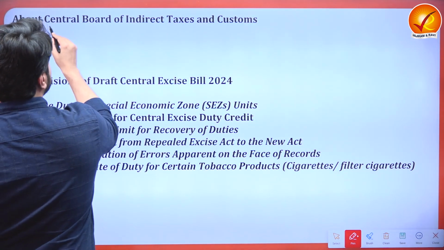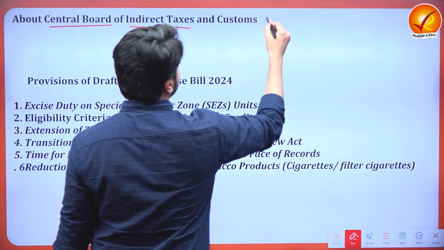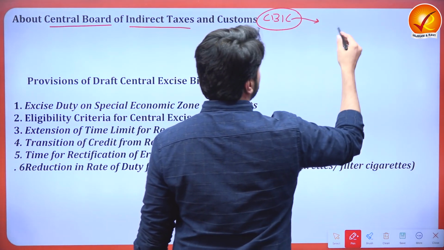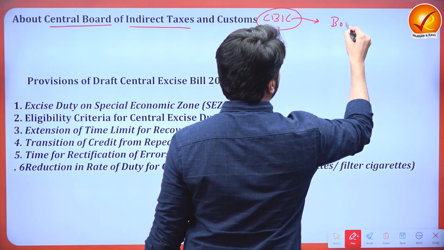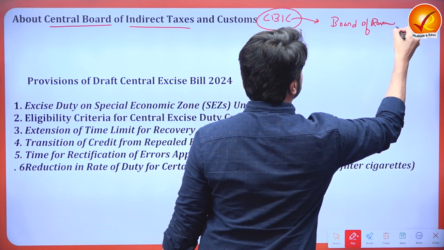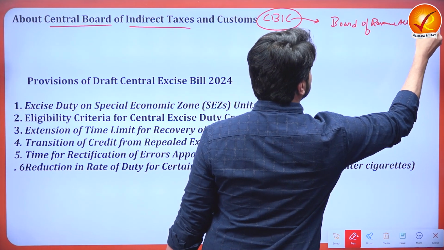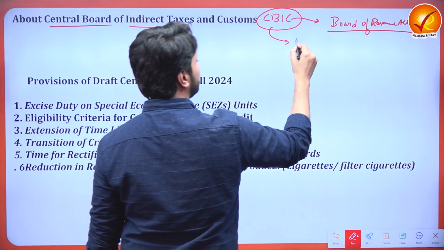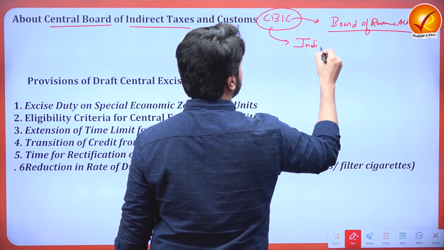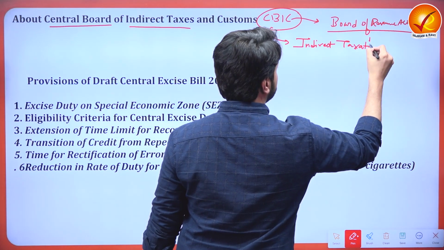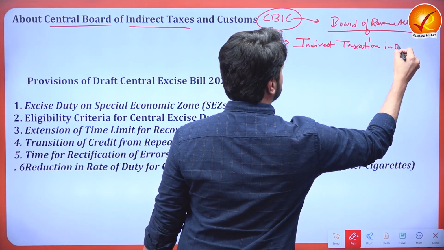So ultimately, the Central Board of Indirect Taxes and Customs, short for CBIC, is a statutory body which was created by the Board of Revenue Act of 1963, and ultimately it administers all matters related to indirect taxation in our country.